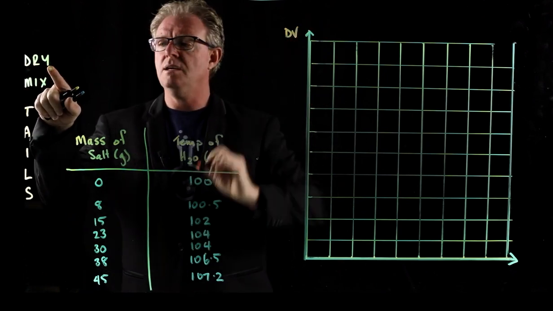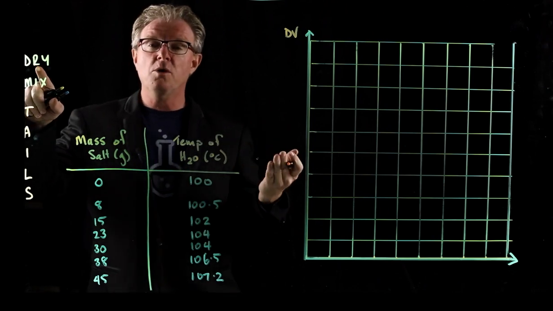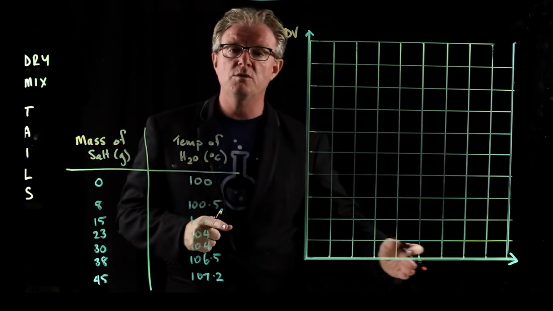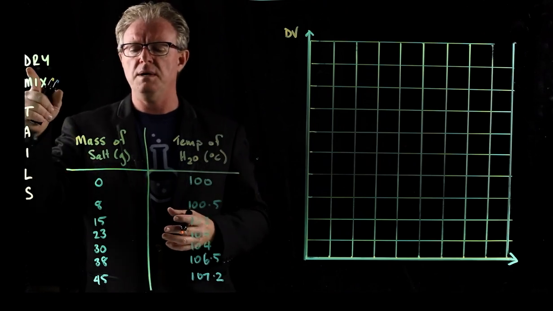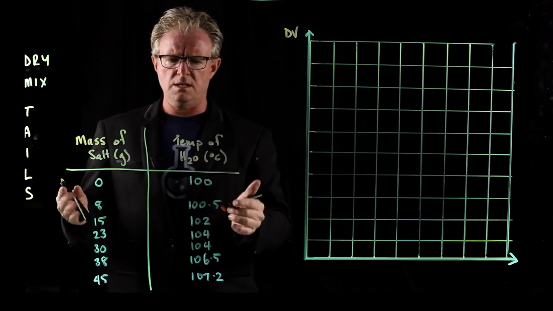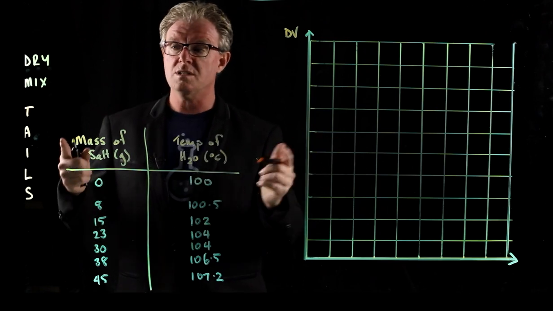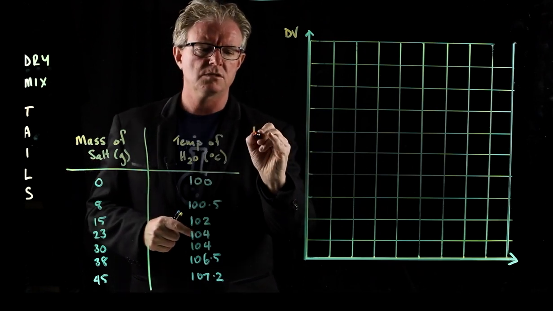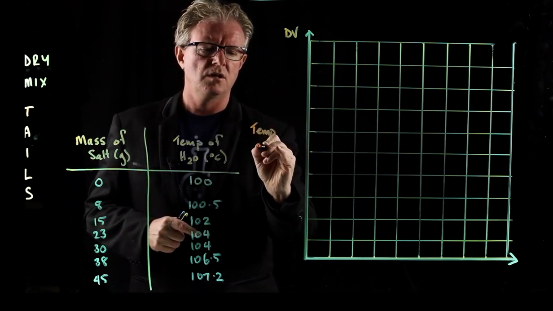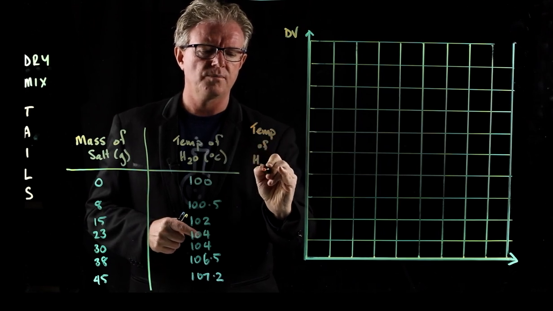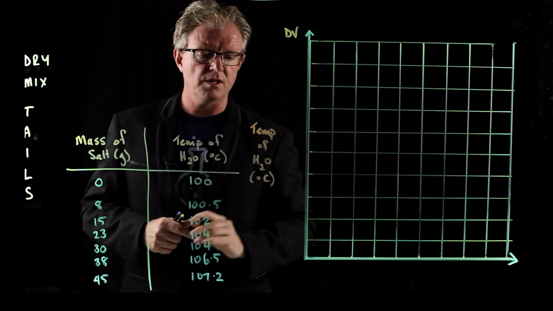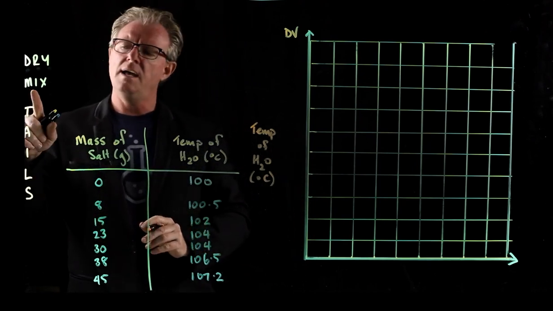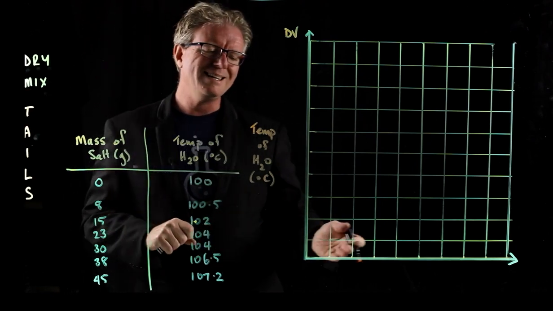Let's just put a DV there. And it's the one that responds. It's the one that's responding to whatever we're changing. And it's the one that we measure, right? So dependent is the measure. So what are we measuring here? We're measuring the temperature of the water. So that is our dependent variable. So we go temperature of water. And we have to have units, so degrees Celsius. There we go.